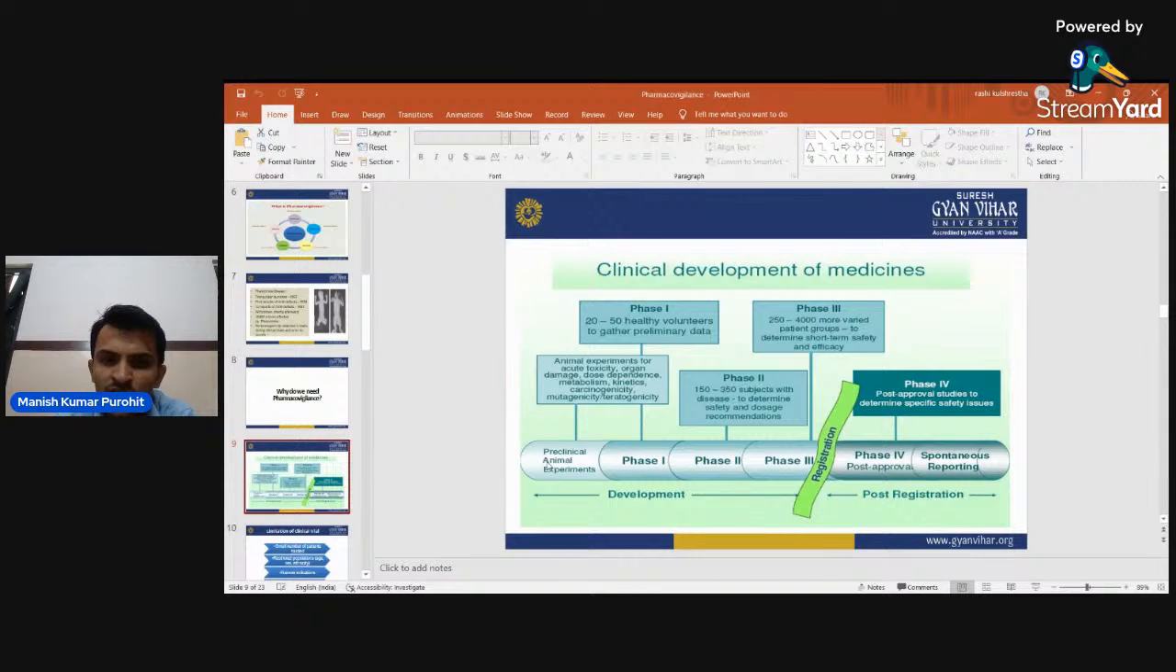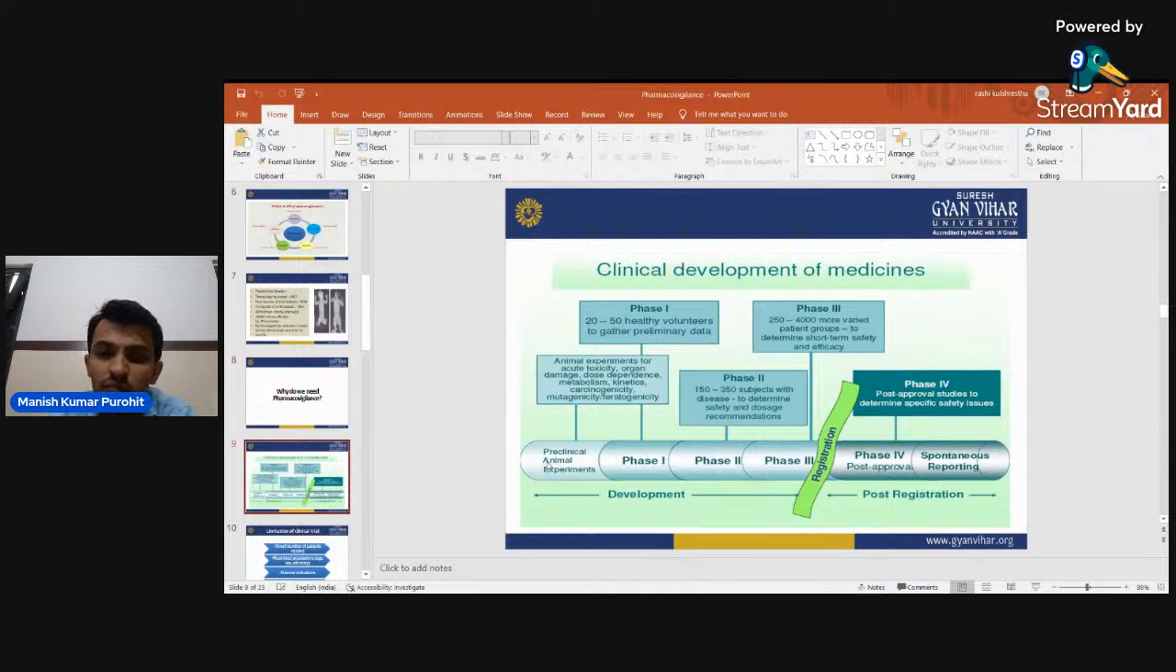The number of healthy volunteers is 20 to 50. In the phase one study, scientists mostly observe the safety data. They collect the safety information: is the drug safe or not? This phase one duration is maybe weeks to months. When phase one is completed successfully, then scientists move to phase two.